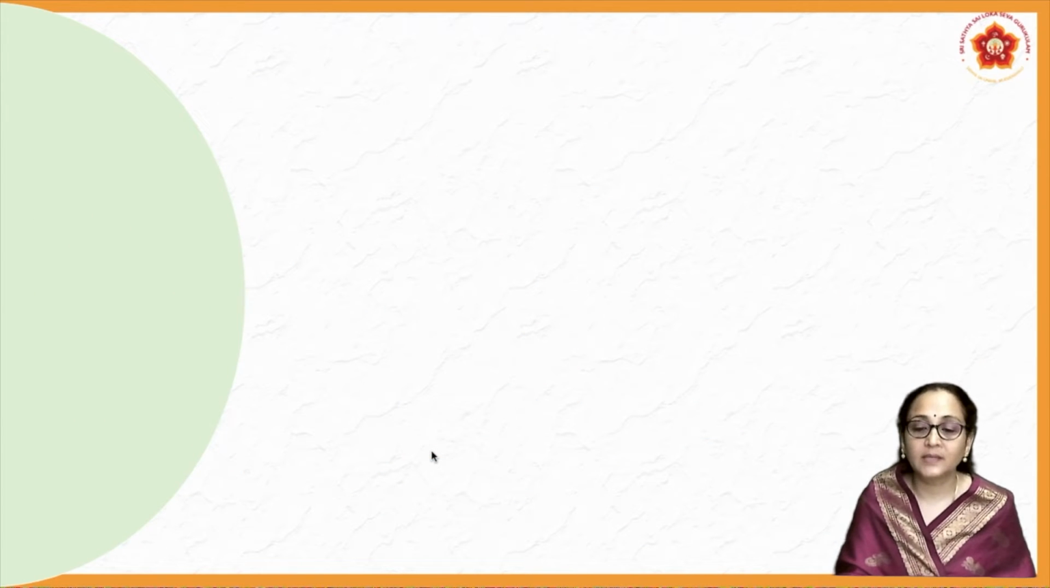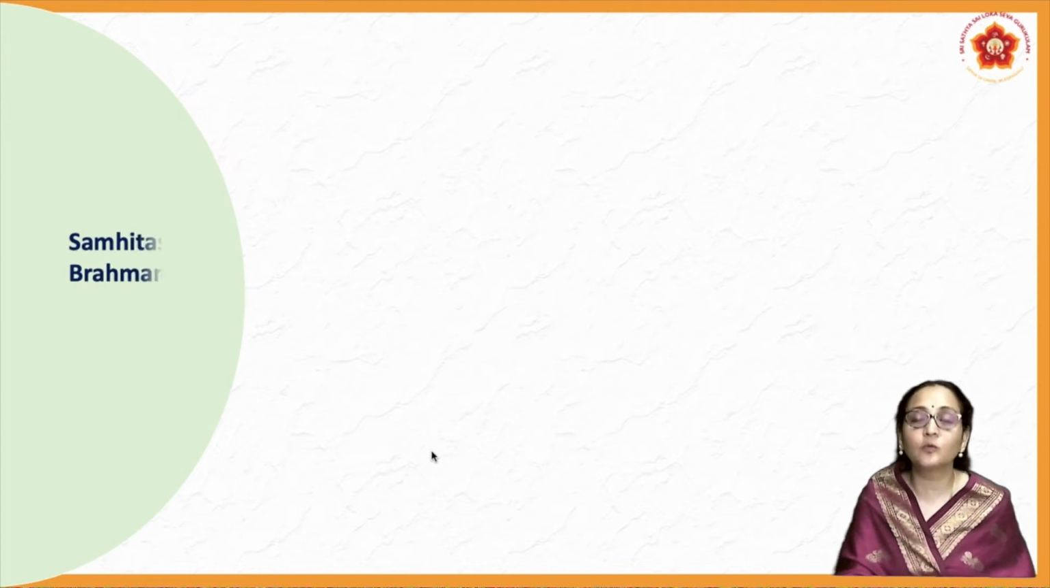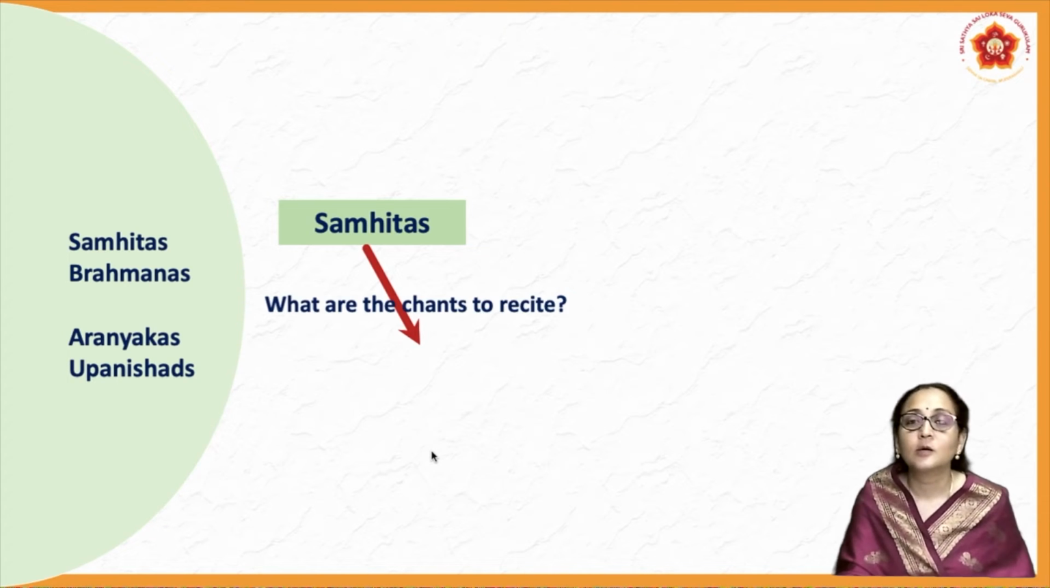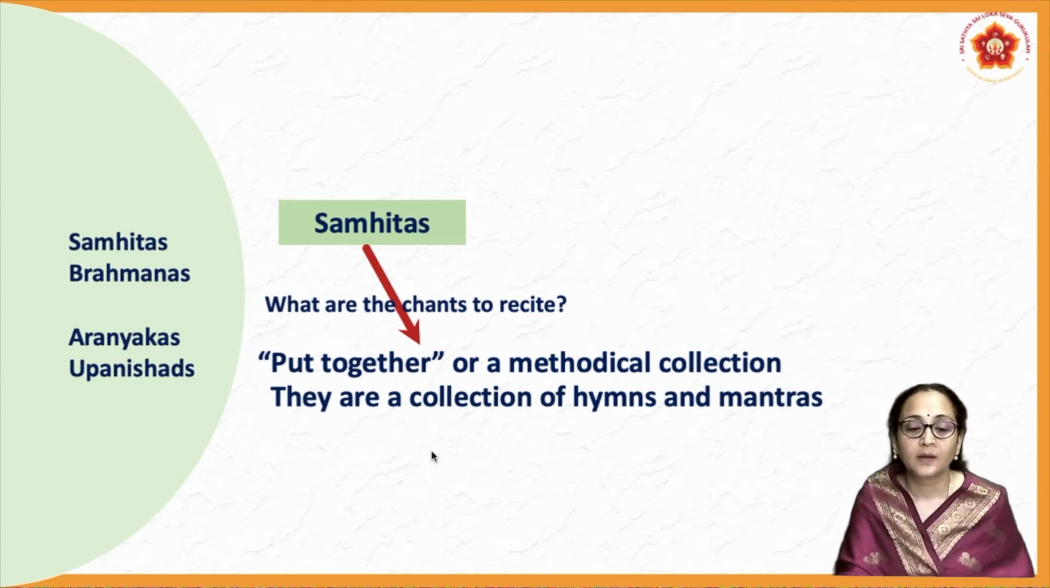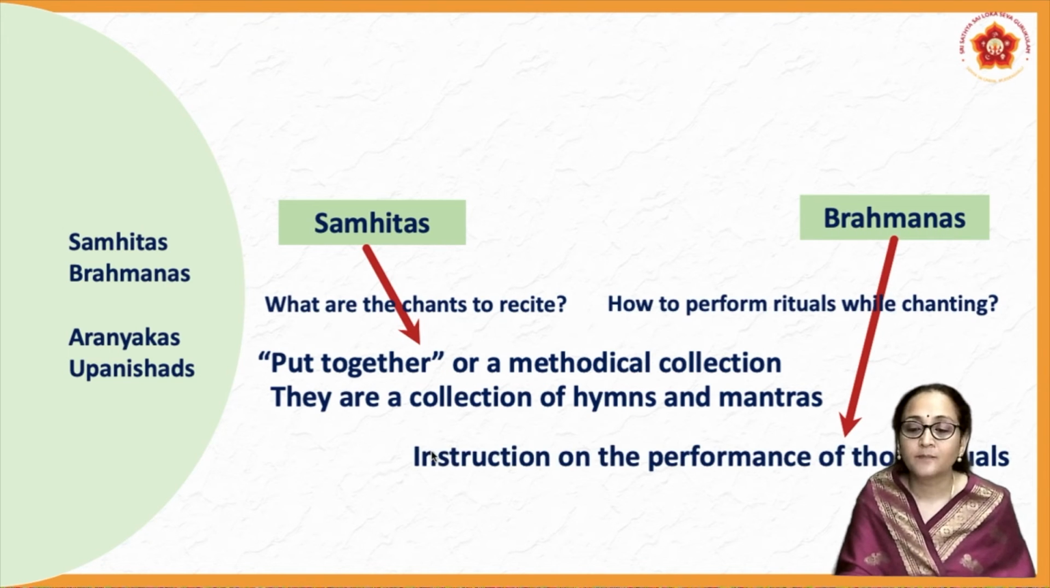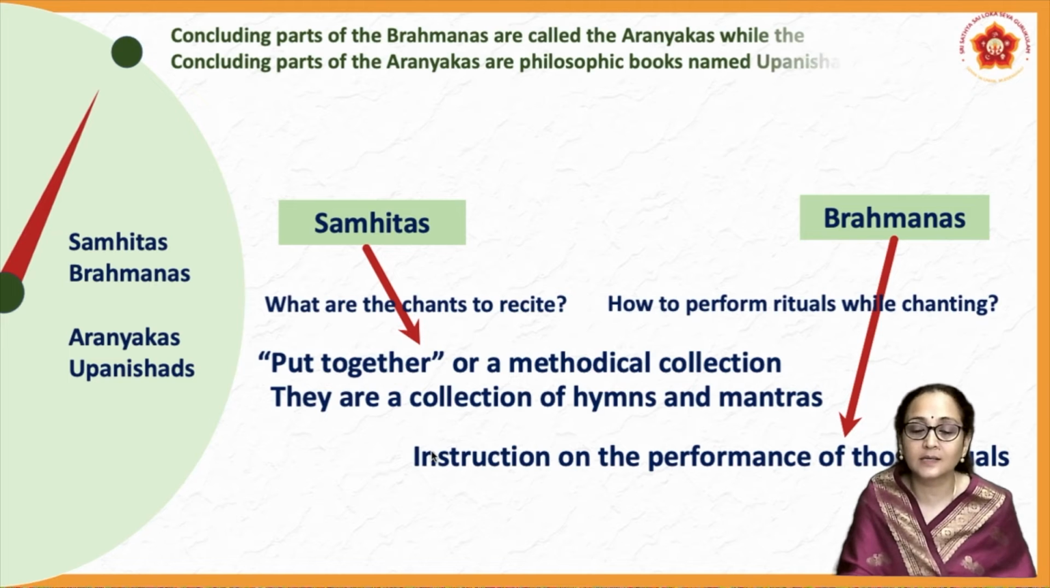Now let's go to Samhitas, Brahmanas, Aranyakas and Upanishads. The word Samhita literally means put together or a methodical collection. The Samhitas are nothing but hymns and mantras. The Brahmanas contain the instruction on the performance of rituals. Now, the concluding part of the Brahmanas are called Aranyakas, and the concluding part of the Aranyakas are called Upanishads. This is how these four classifications play out.